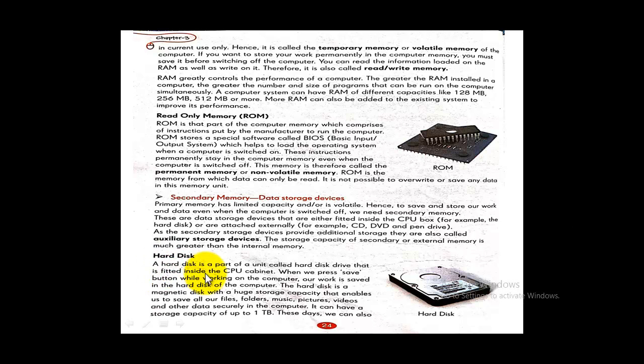A hard disk is a part of a unit called hard disk drive that is fitted inside the CPU cabinet.